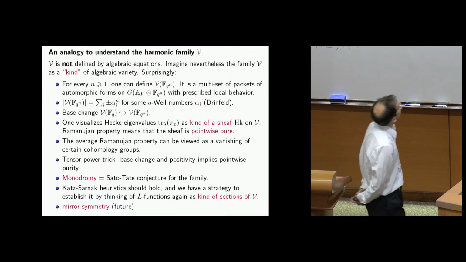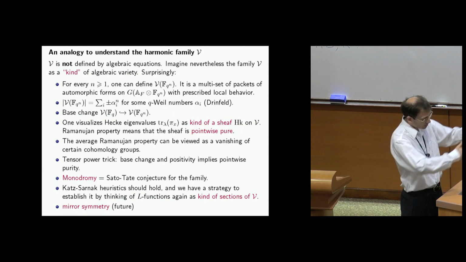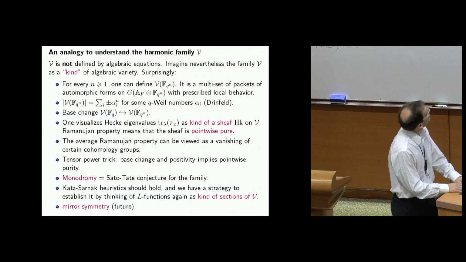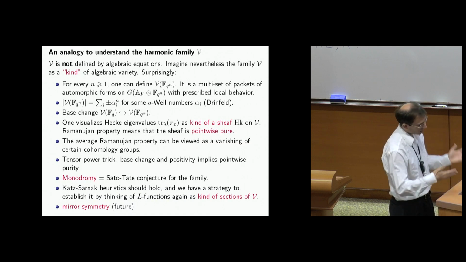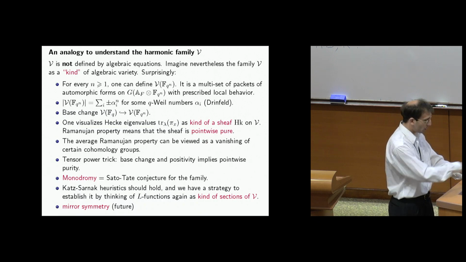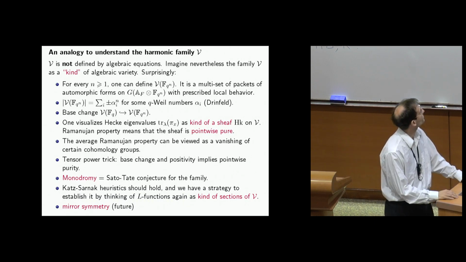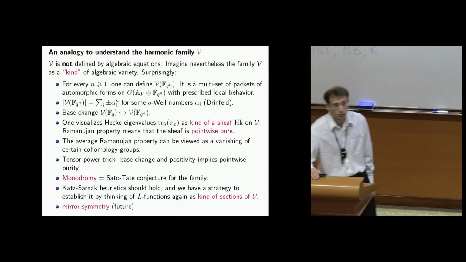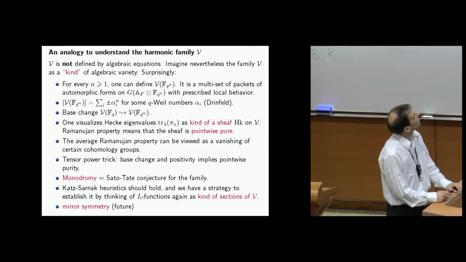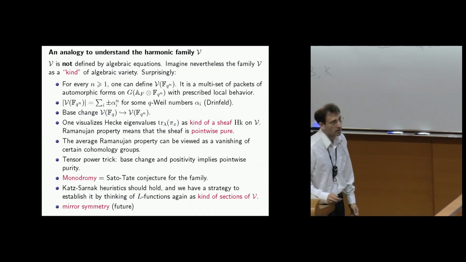And then you can continue. We don't just want to count, we want to do the Frobenius eigenvalues. And so you can think about it a little bit like a sheaf on V. And then what's average Ramanujan? It's the vanishing of this kind of Frobenius sheaf. And then again, there is the tensor power trick, it's kind of the same. And the monodromy of this family, well, you get back the Sato-Tate conjecture for the family I mentioned at the beginning. And you can even continue a bit more, Katz-Sarnak heuristics, and maybe in the future, mirror symmetry. But the main point is there is this analogy which guides you, and surprisingly, it guides you pretty far.